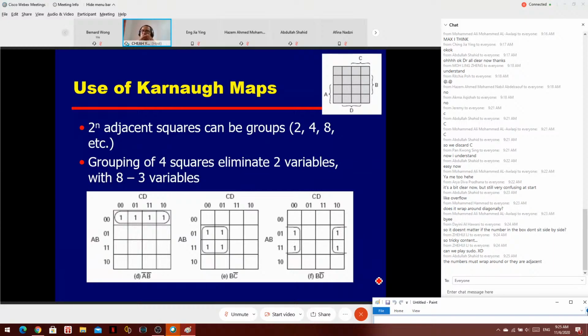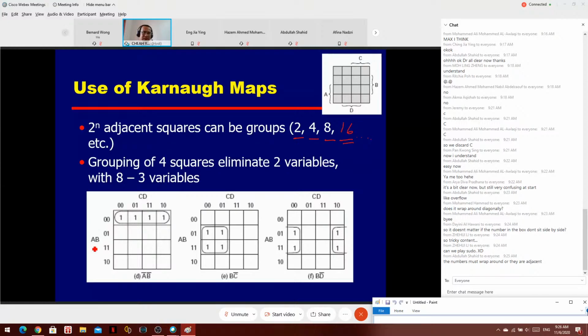If you have 2 to the power of n variables that are side by side, you can then eliminate. So we can have 2, 4, 8, or even 16 and so on. But since we only do 4 variables, we don't do 5 variables. 5 variables is 3D and more complicated. For those interested, if you Google Karnaugh maps 5 variables, they will explain it. For us, we go as far as 16 possible side by side, because we have 16 squares. Your grouping can be 4, 8, 16, or whatever.